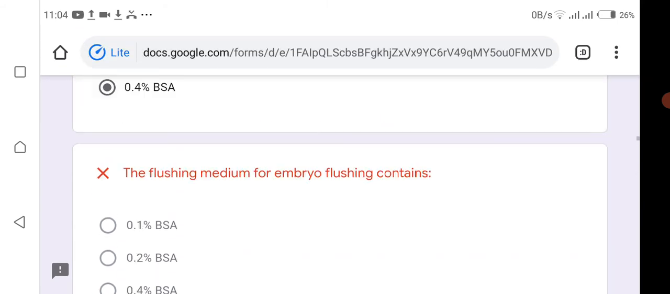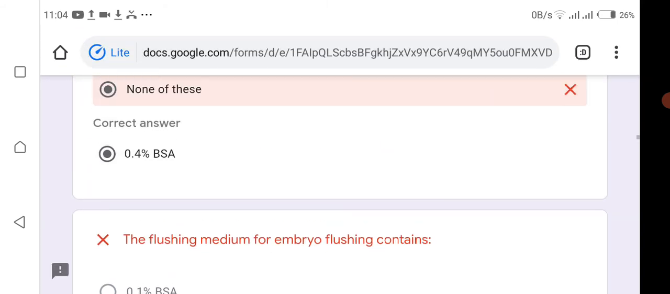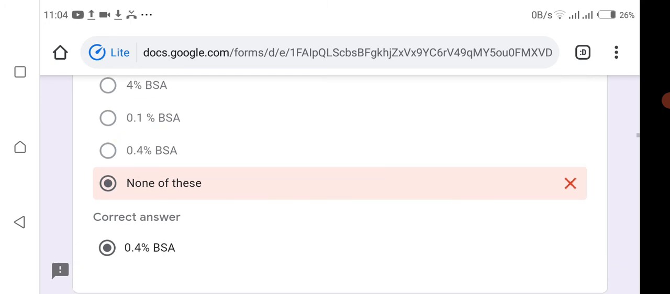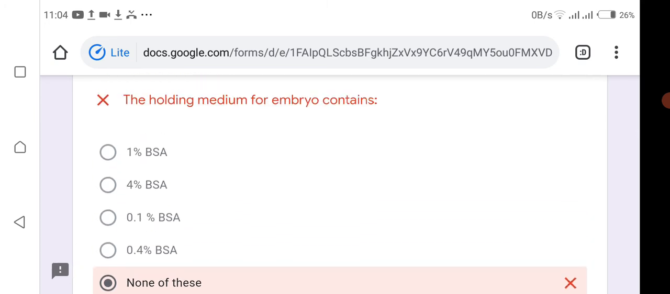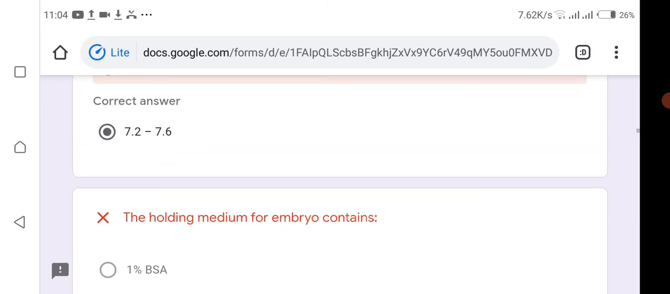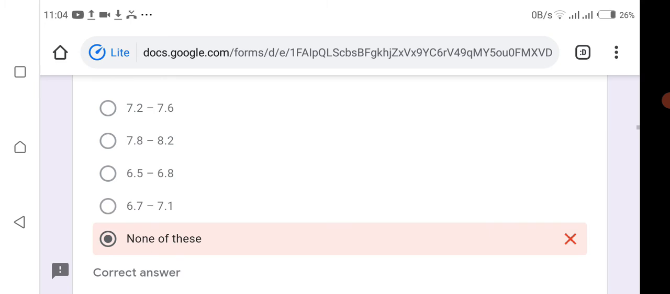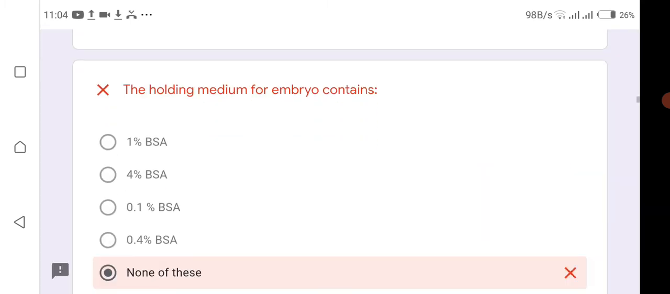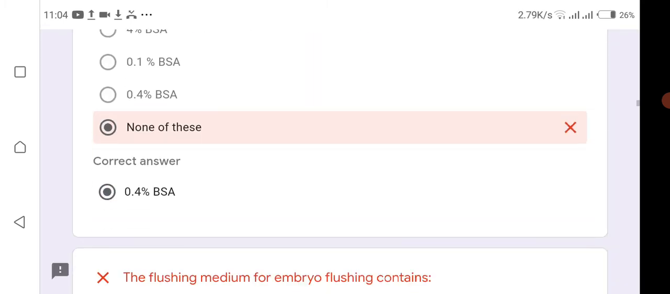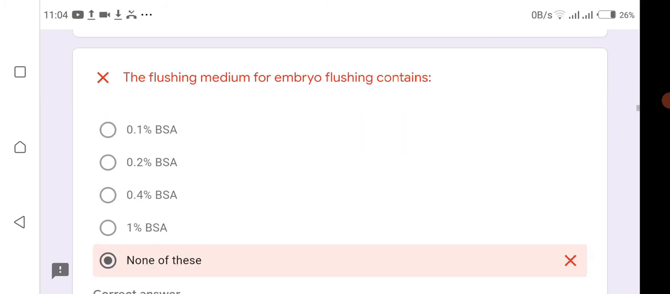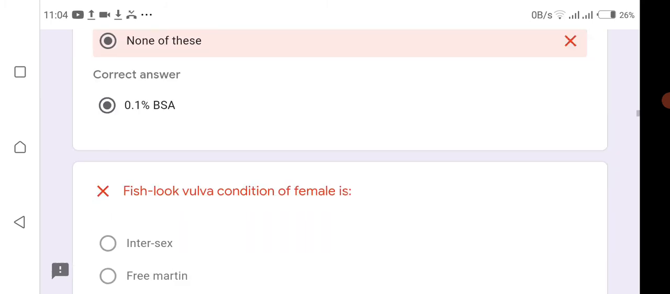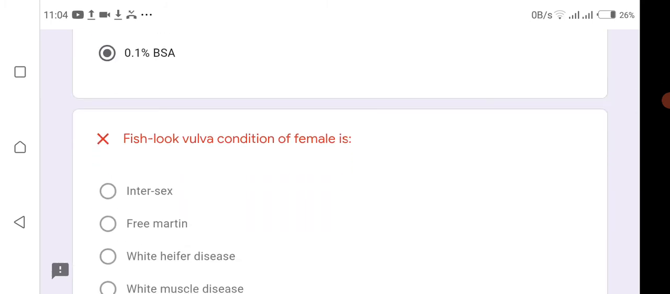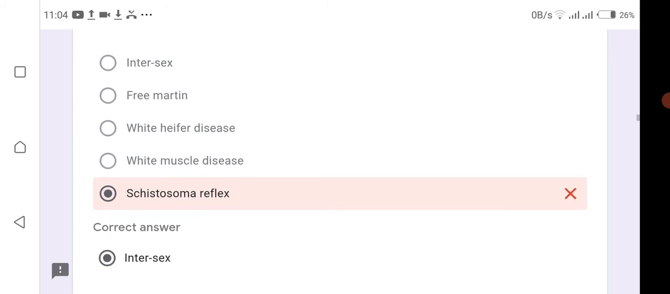0.1% BSA in flushing medium and 0.4% bovine serum albumin in holding medium, and the pH of flushing medium should be 7.2 to 7.6. Holding medium contains 0.4% BSA and the flushing medium contains 0.1% BSA.